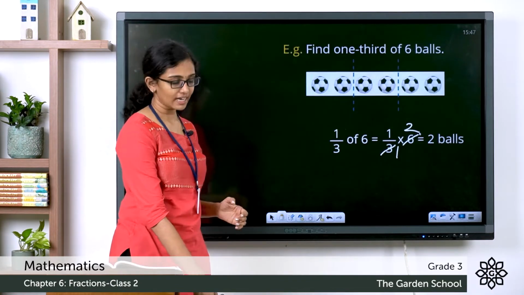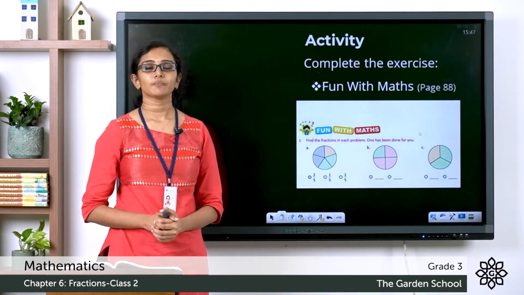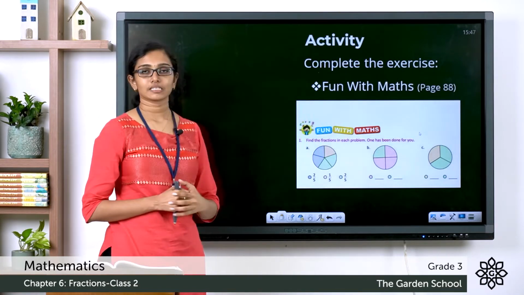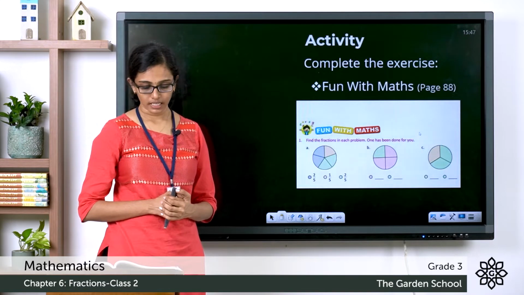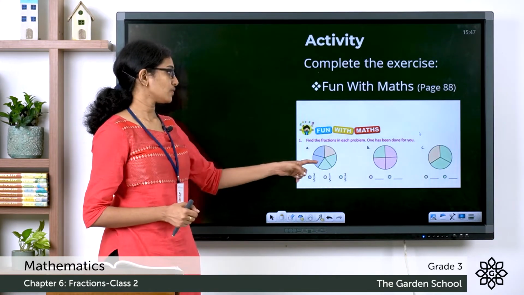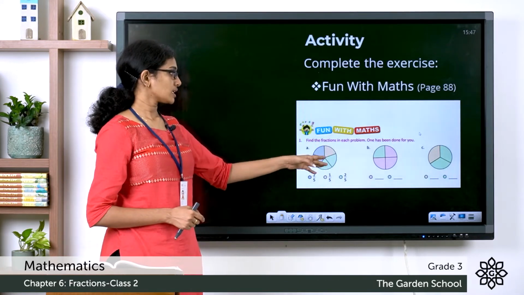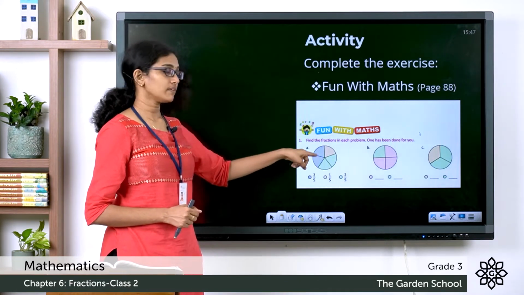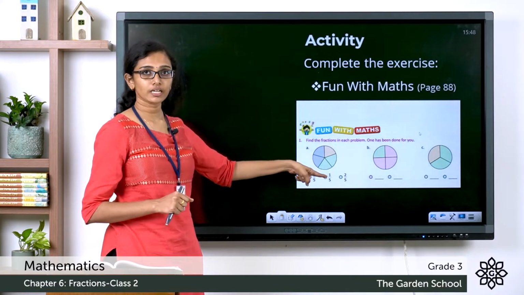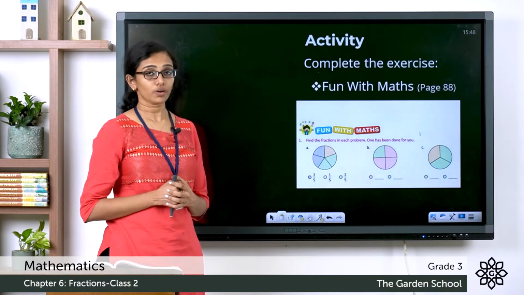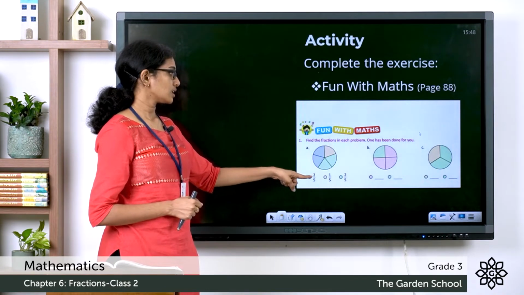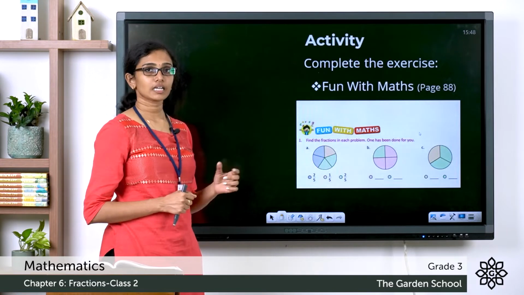Next is an activity. In page number 88 of your textbook, you can see the heading Fun with Maths. This is an exercise. Find the fractions in each problem. One has been done for you. So the first figure you see here, a circle is being divided into 5 equal parts. A few parts are shaded in blue, a few parts are shaded in green, and one part is shaded in orange.